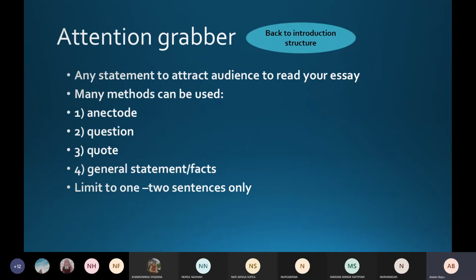Okay, attention grabber, the first sentence yang bila you tulis essay, okay, dalam introduction, the first sentence kita panggil attention grabber ataupun eye catching opener, salah satu dia punya term, eye catching opener. Man, you want to hook the reader to read your essay, perlulah impress. Alright, so you can use any statement to attract audience to read your essay. And many method you can use, you know, for example, you can use anecdote. Kita akan tengok one by one dia punya what is anecdote. Kita boleh guna question, kita boleh guna quote, kita boleh guna fact ataupun general statement, and try to limit to 1 or 2 sentences only.